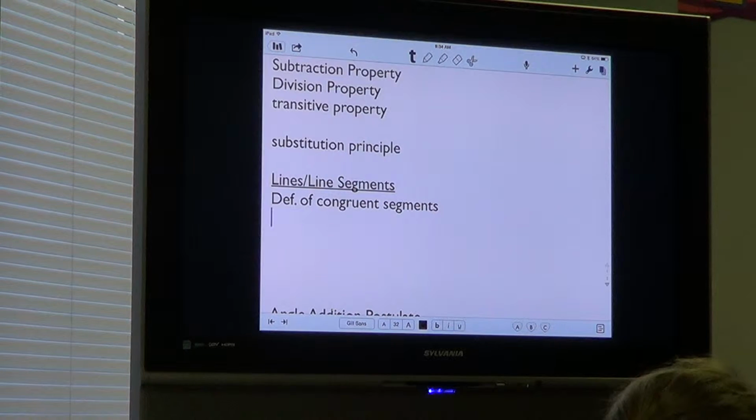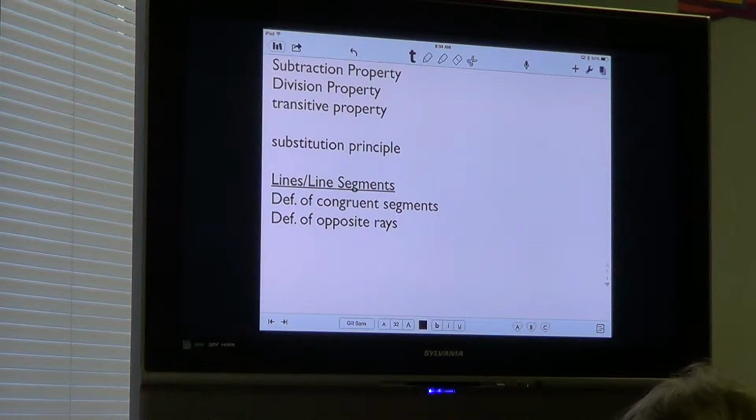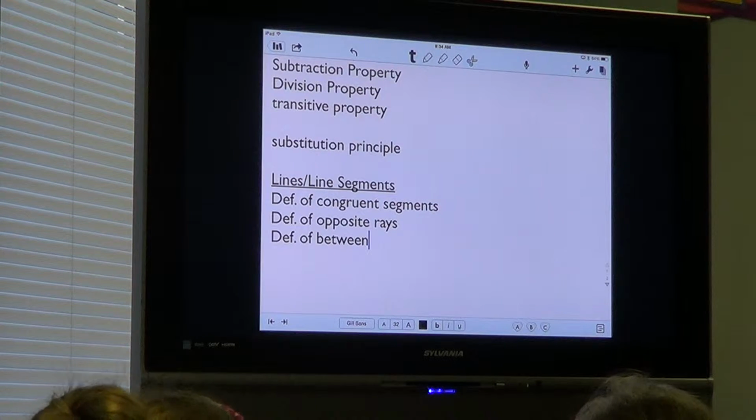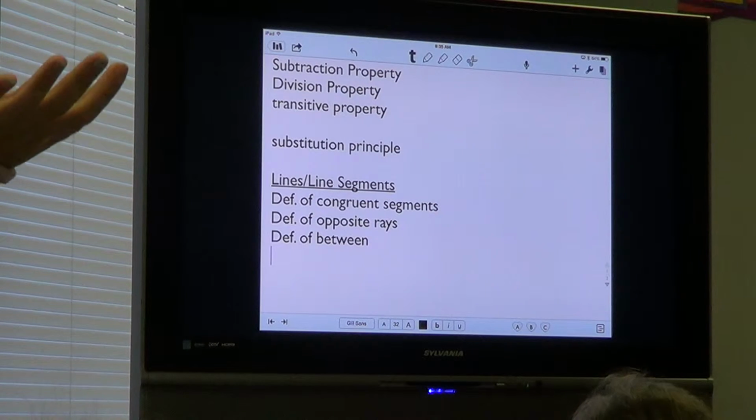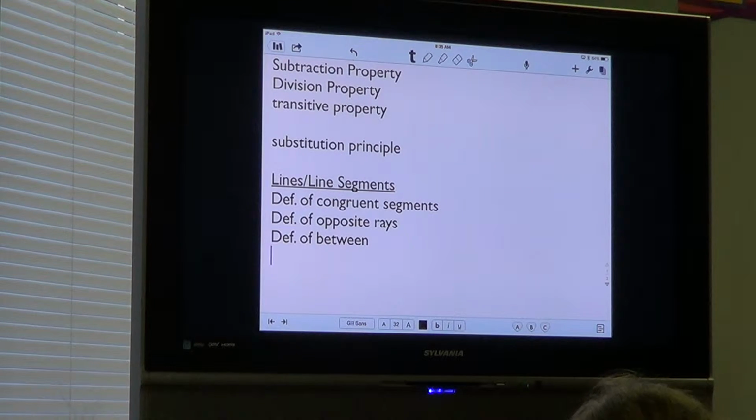Okay. Definition of opposite ends. Have we used that? Yeah? Okay. Next. Definition of between. That's a big one. Definition of between. Hannah? Definition of the midpoint of a segment.